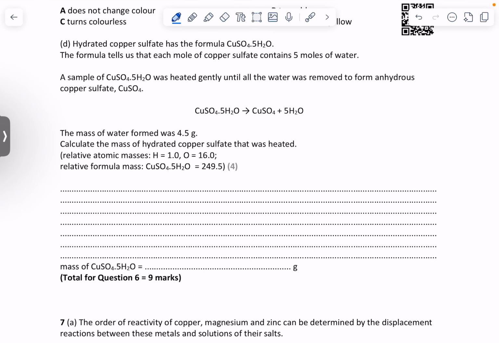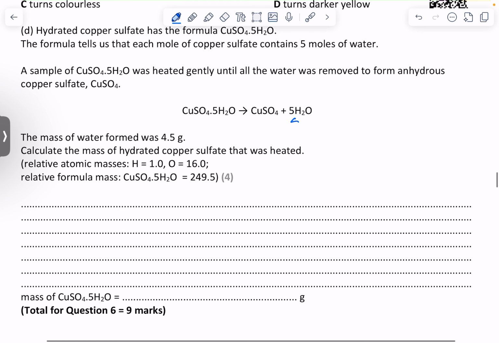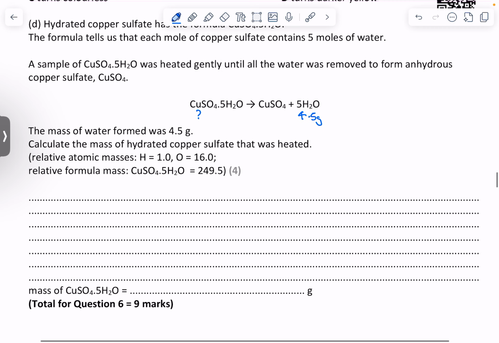Okay, this question, what I advise you do is transfer the information to the equation. So we can see we've got the mass of water, I'm just going to zoom in a little bit, is 4.5 grams. And it says calculate the mass of the hydrated copper sulfate. So I want to find, let's put some question marks here, the mass of this. So I'm not interested in the copper sulfate at all. This type of question, it's a reactive mass calculation.